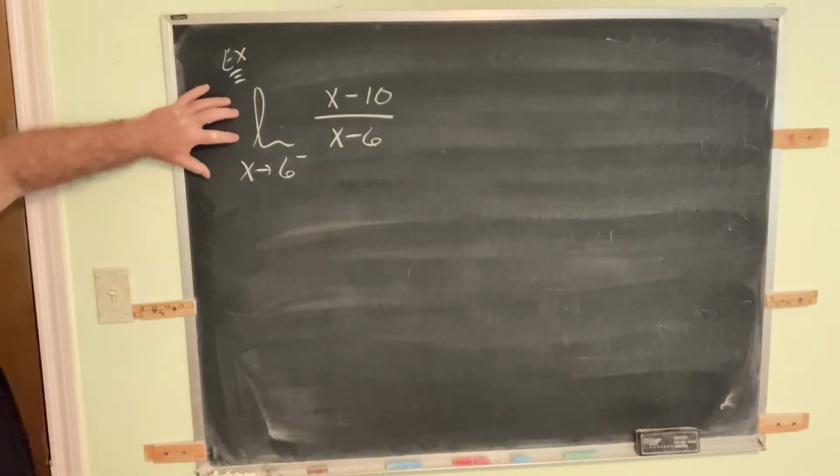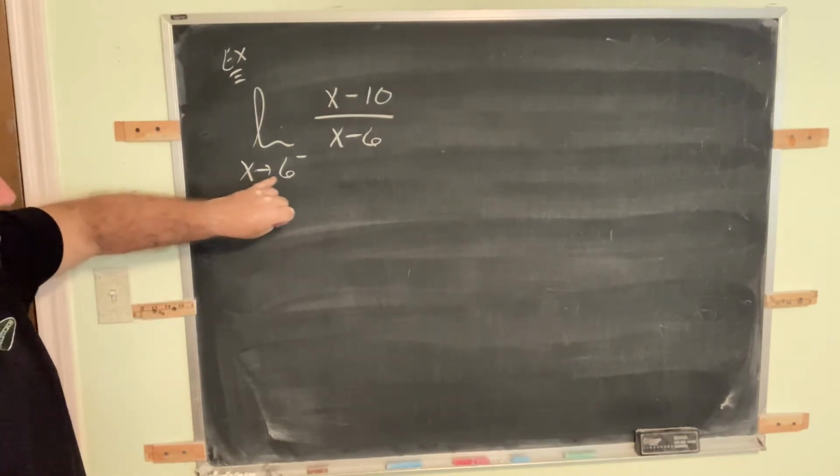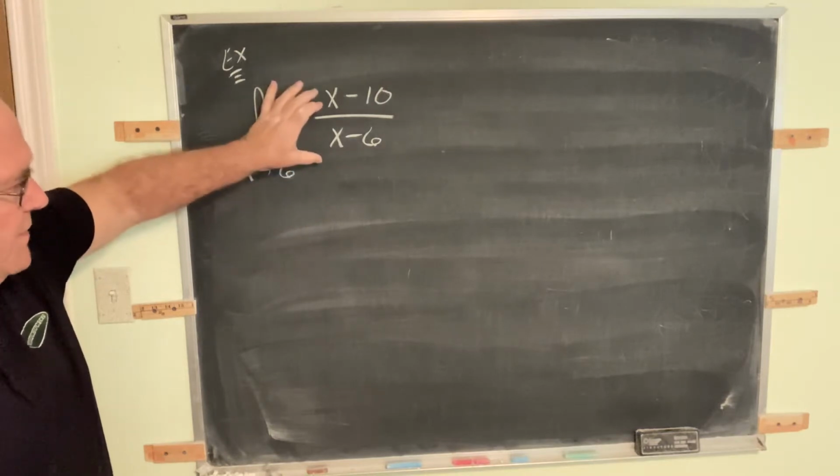All right, so we have our next little example here. Limit as x goes to 6. However, notice, this is limit as x goes to 6 only from the left of this function.